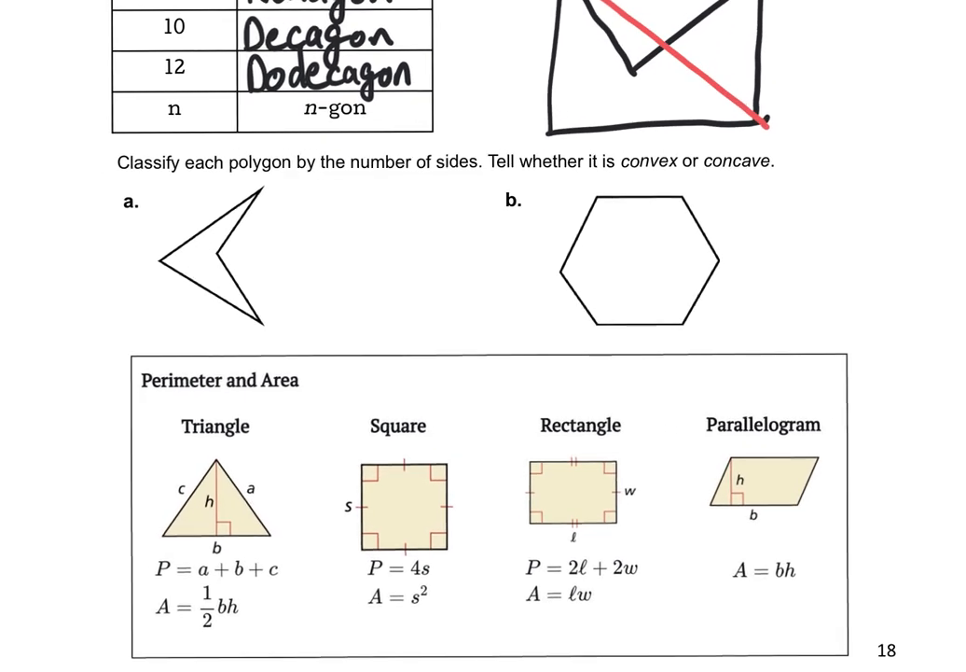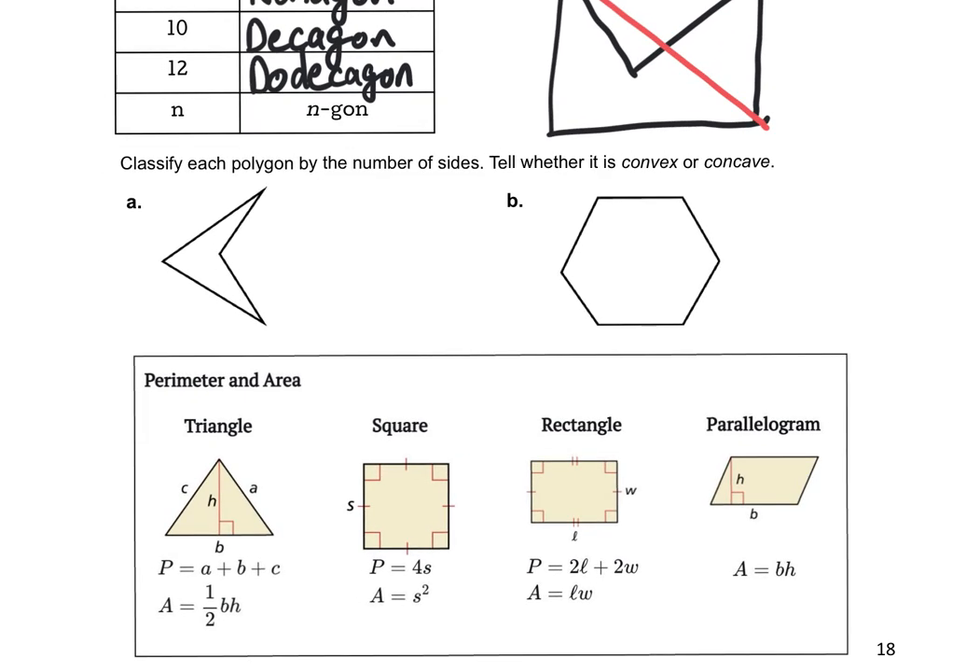Okay, so on parts A and B down here, we're going to classify it by its number of sides, and then we're going to determine whether it's convex or concave. So on part A, what type of polygon do we have? Okay, it is concave because it's caving in. And then how many sides does it have? 4. Okay, so we would say that this is a concave quadrilateral.